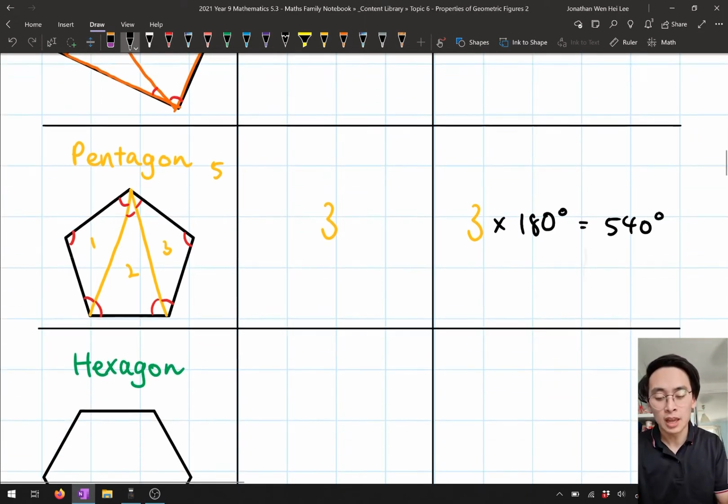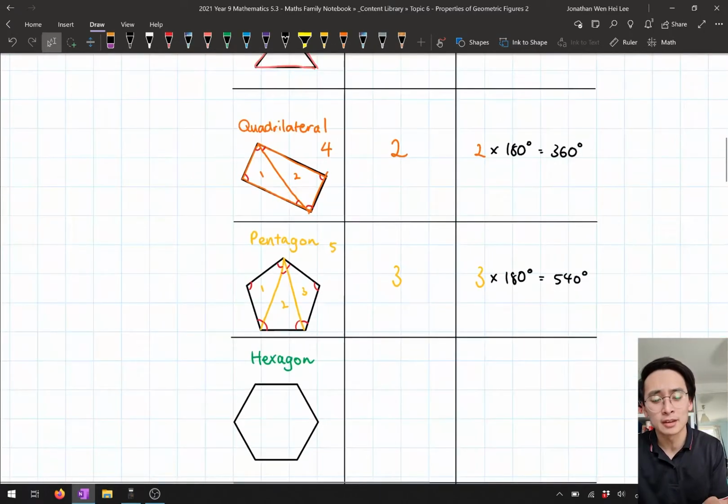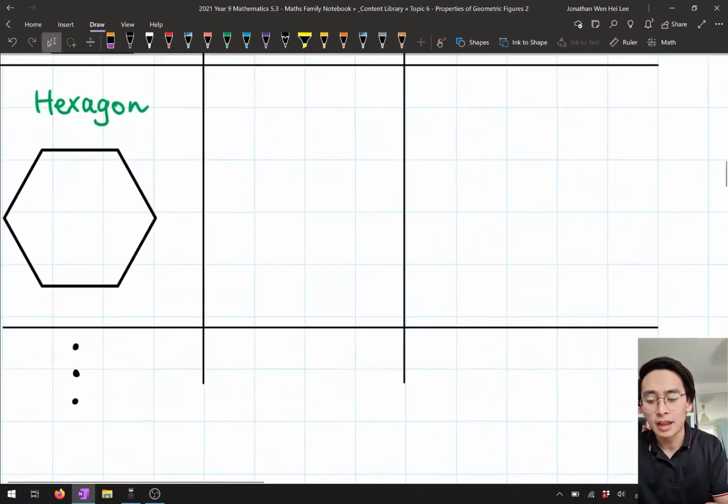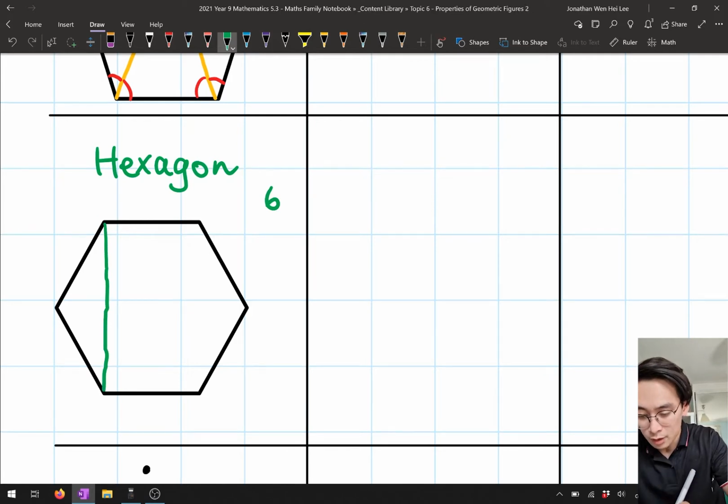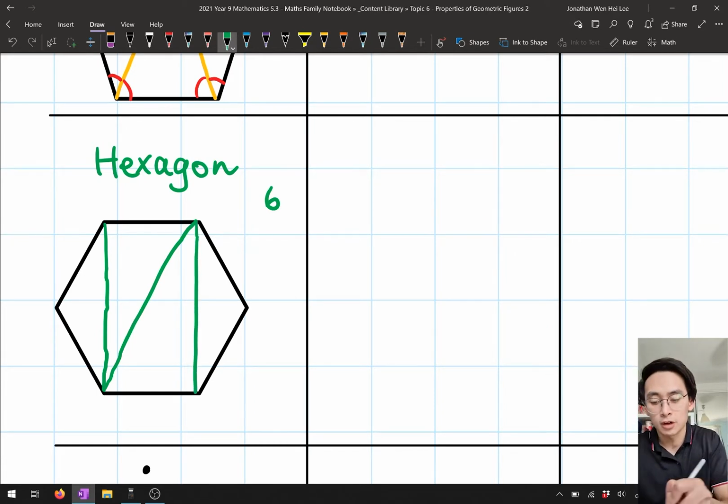Okay, let's do the next one. And hopefully you're starting to see a pattern starting to emerge. And now a hexagon. A hexagon has 6 sides. We've got 1, 2, 3, 4, 5, 6. Now once again, if we were trying to fit how many triangles there are, we can actually fit in one triangle over here. I can split up here and then fit in a second triangle. I can fit in a third triangle and a fourth triangle. So 1, 2, 3, 4. We can fit in 4 triangles.